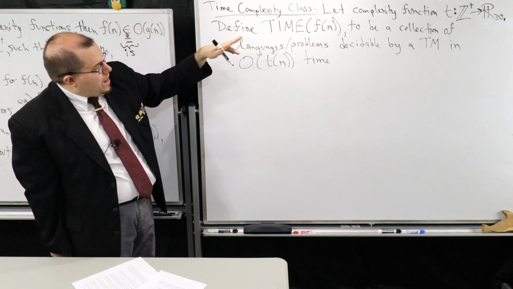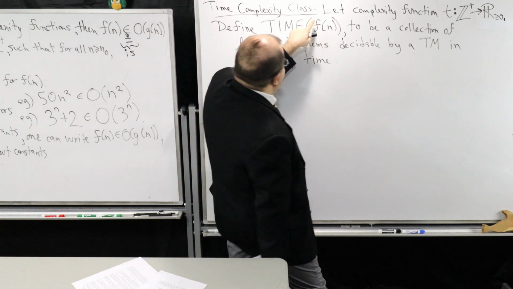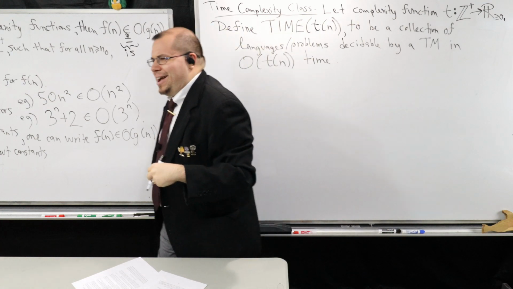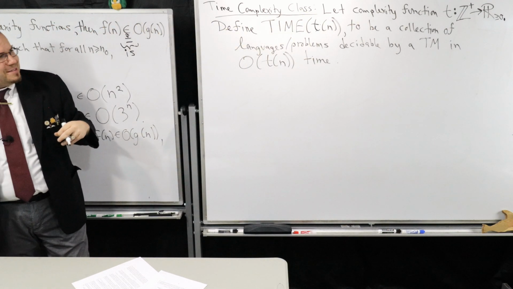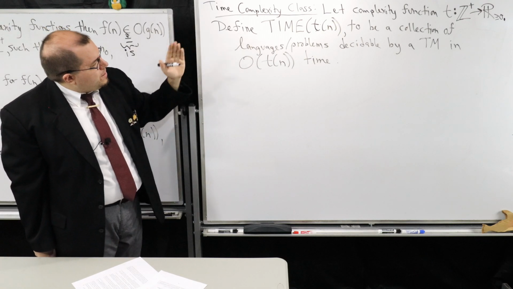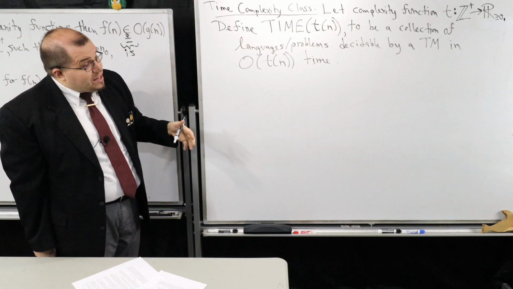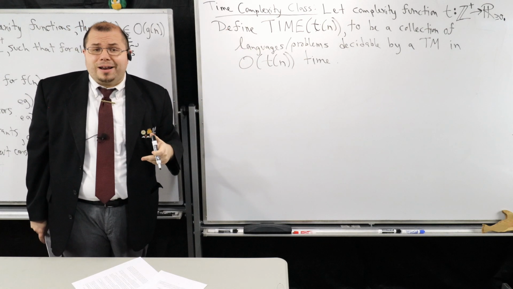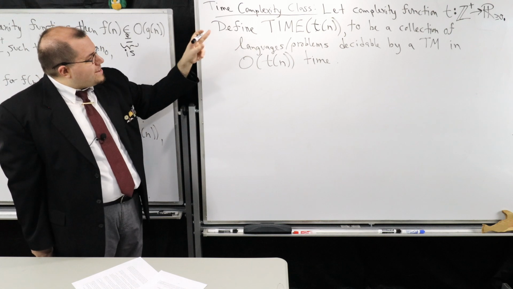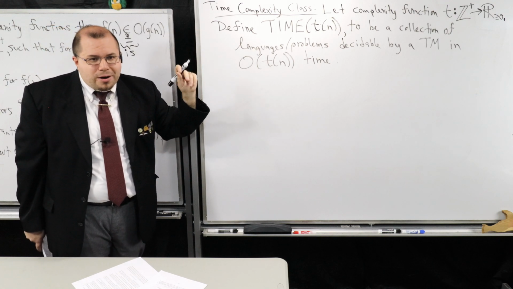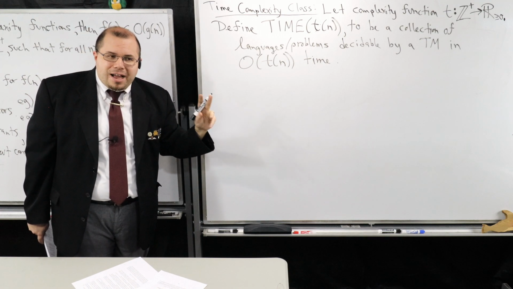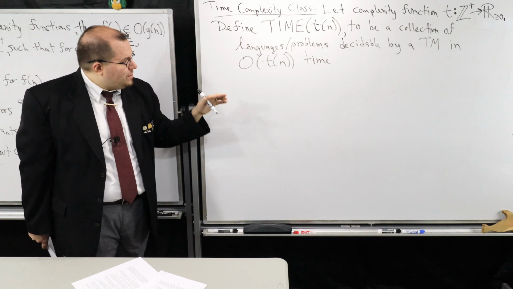So for example, if I wrote f here, this should be t. My apologies. Like I said, earlier on I was writing f. Let's write t. So suppose t, for example, was n squared. Say it's quadratic. What this would be saying is time of n squared would contain all languages or problems that are decidable in quadratic time. That's what this would say.